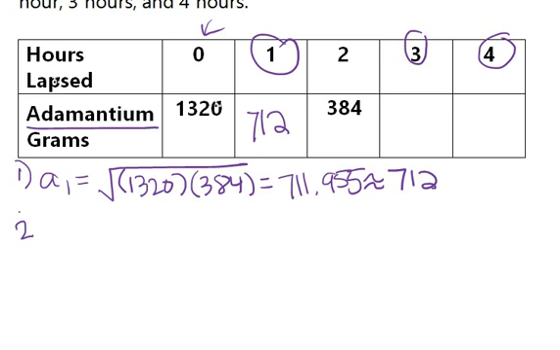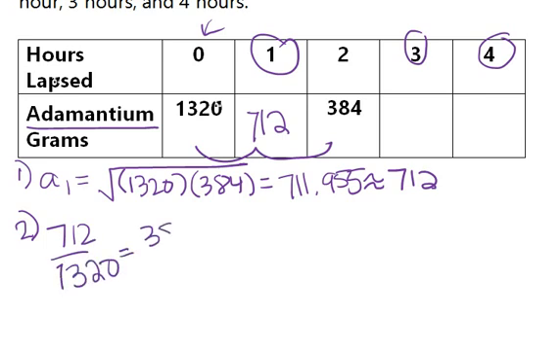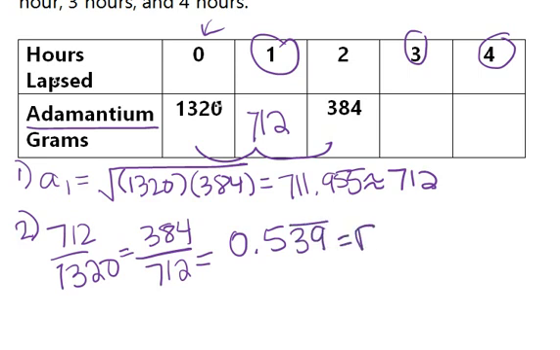Okay, here is where we can use the definition of a geometric sequence, and we need to find the common ratio between each of these values. If I take 712 and divide it by 1,320, that is also the same ratio as 384 divided by 712, which is 0.539 repeating, and that becomes our r value.